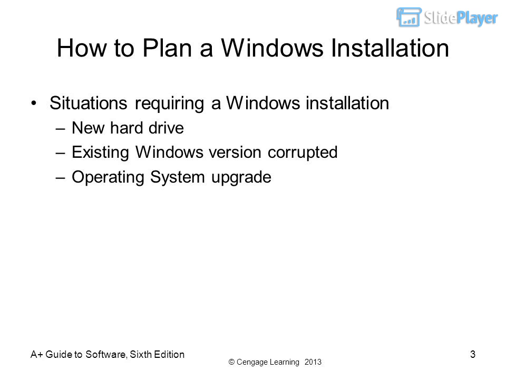How to plan a Windows installation. Situations requiring a Windows installation: a new hard drive, an existing Windows version that is corrupted, or an operating system upgrade.